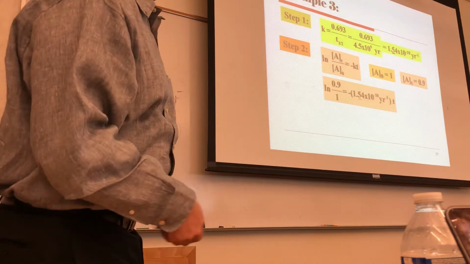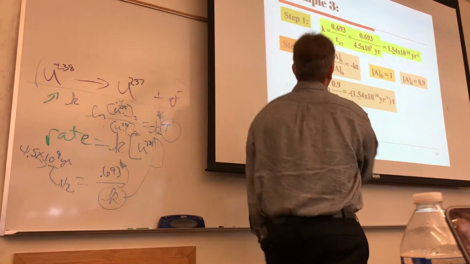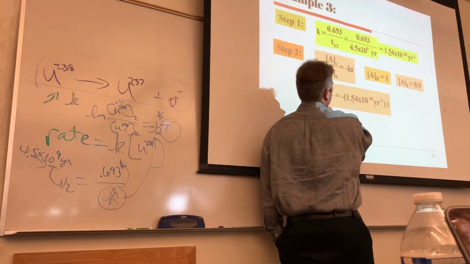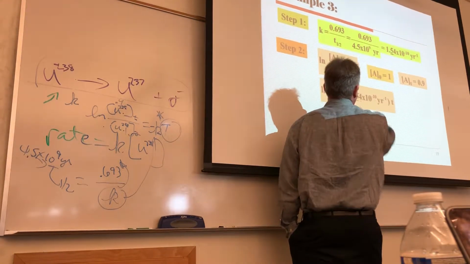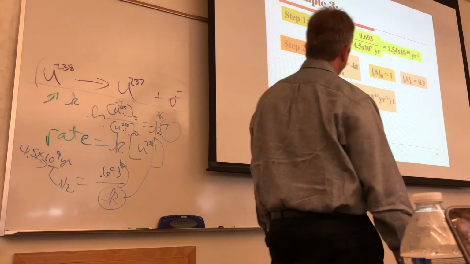And we have K. Okay, good. So now we can just plug and chug. 0.9 over 1, I can just do this in my calculator. I get this here. I divide whatever I get here by this, and I get my time.